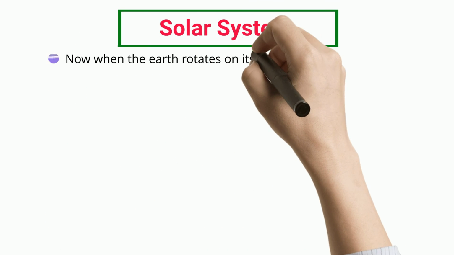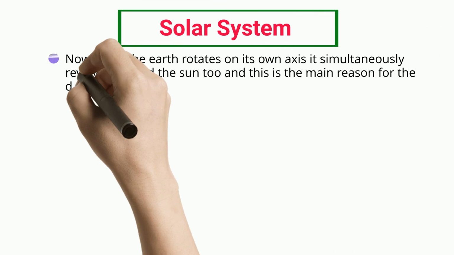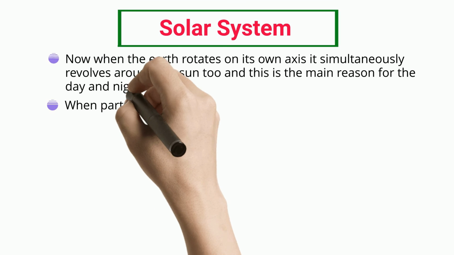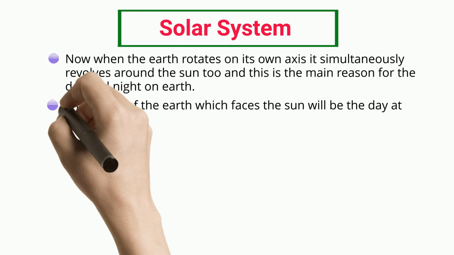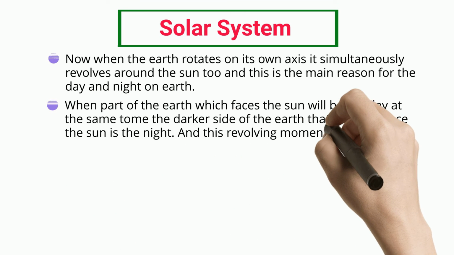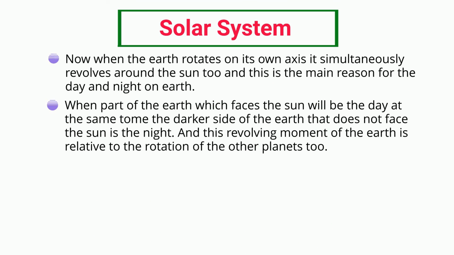Now when the Earth rotates on its own axis, it simultaneously revolves around the Sun too, and this is the main reason for day and night on Earth. The part of the Earth which faces the Sun will be the day, and at the same time, the darker side of the Earth that does not face the Sun is the night. And this revolving motion of the Earth is relative to the rotation of the other planets too.